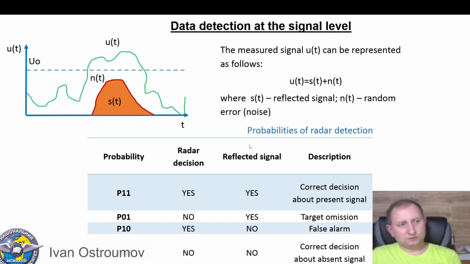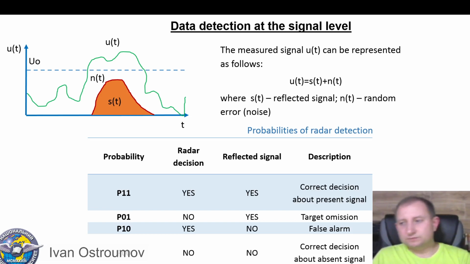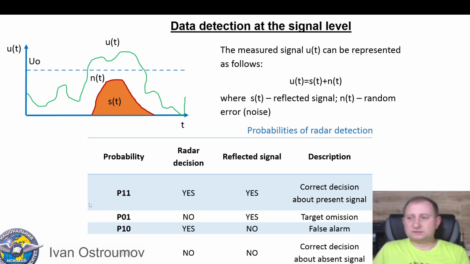And the next column will present if our signal, or reflected signal if it is radar equipment, was present in their input value or it was absent. That's why next let's discuss these four types of quite important probabilities for any detectors.